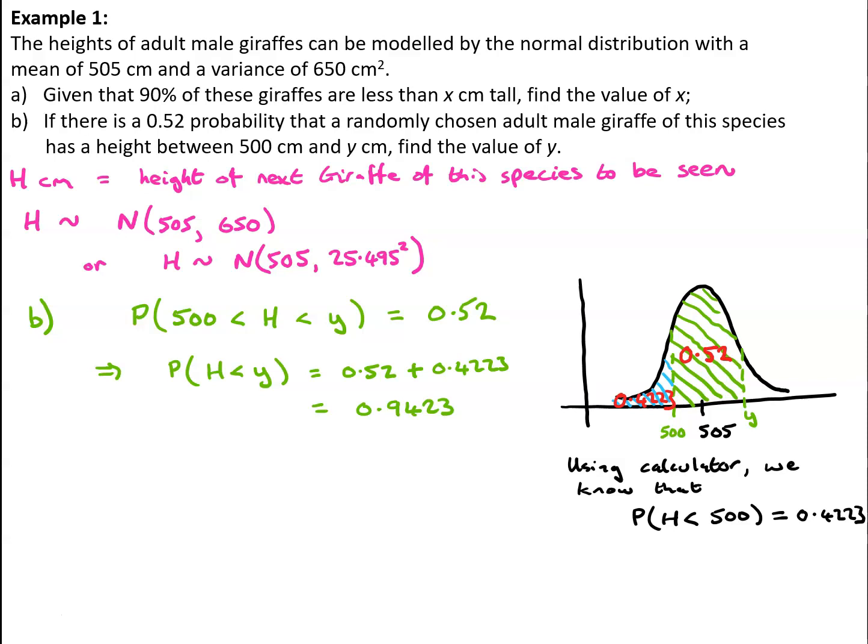Now I can use the inverse probability calculator that we introduced in the previous slide. And if we do that, we will determine that y is 545.1 centimeters. Now again, at this stage, I think it's important you just pause the video and use the inverse normal probability calculator to get that value of y being 545.1 centimeters on your calculator. So check that you can do that.